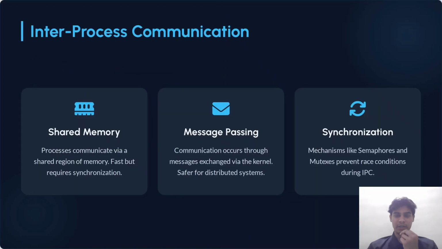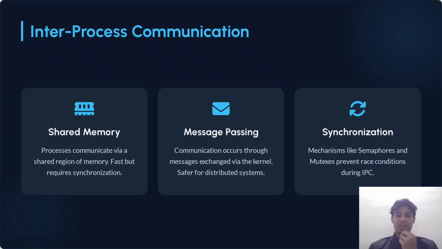Inter-process communication. Processes often need to communicate with each other. This is done using inter-process communication, such as shared memory. In shared memory, processes communicate via a shared region of memory. It is fast but requires synchronization.